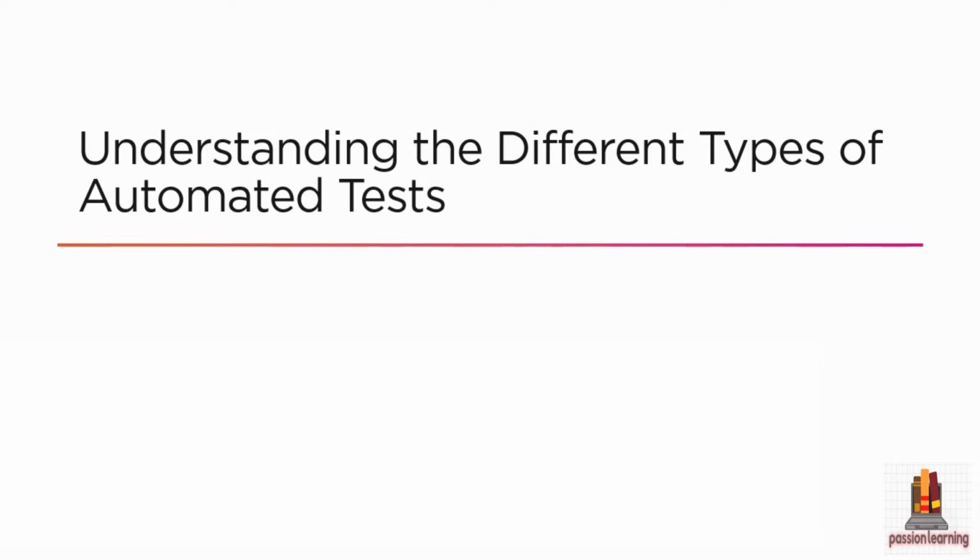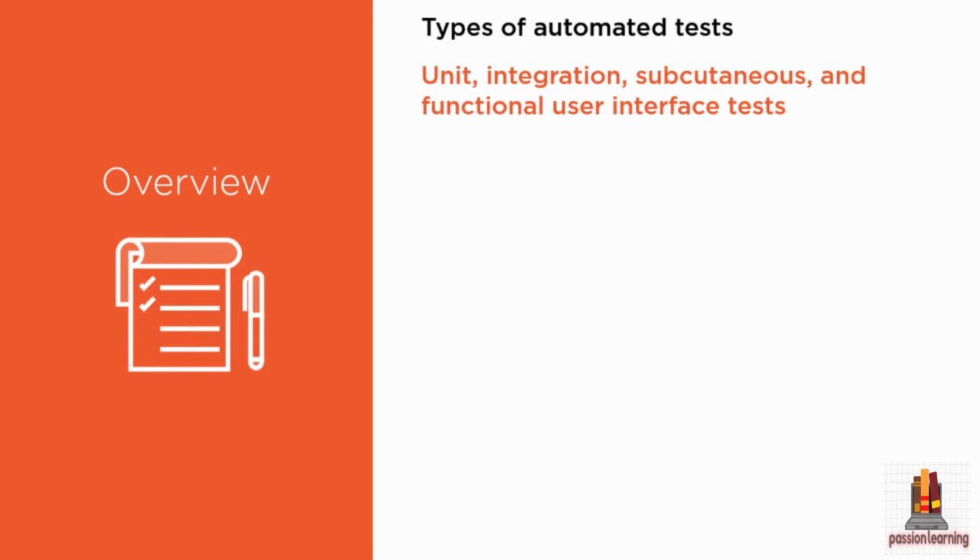Hi, welcome back. In the previous module, we got an understanding of the business benefits of automated tests. In this module, we'll look at automated tests in a little more depth and understand the different types of automated tests we can write. So we'll start off in this module by looking at the different types of automated tests we can write.